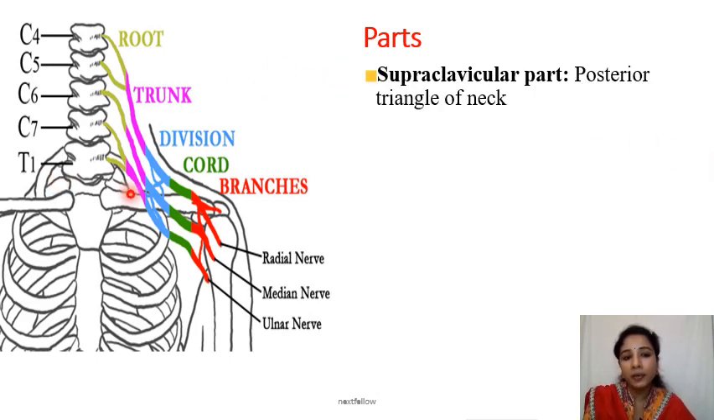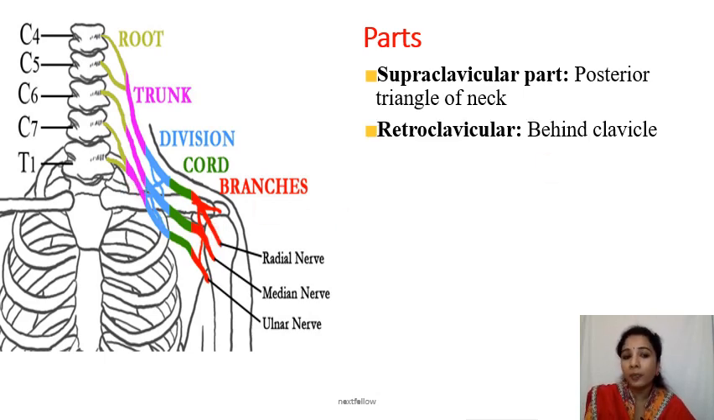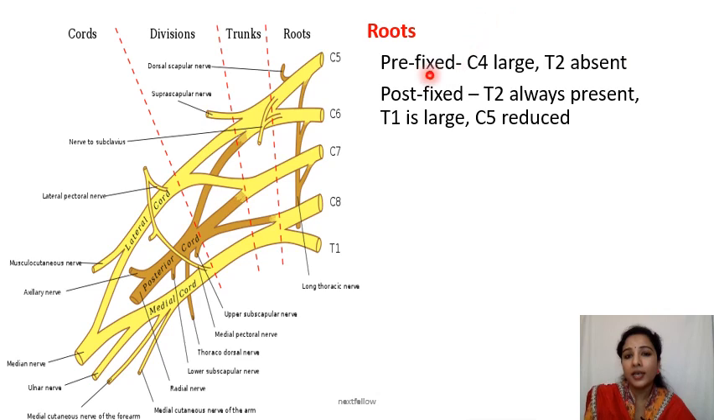We can divide the brachial plexus based on its relationship with the clavicle as the supraclavicular part, infraclavicular part and retroclavicular part. The supraclavicular part is located in the posterior triangle of the neck. Retroclavicular, as the name suggests, retro means behind, so behind the clavicle. The infraclavicular part is just below the clavicle, that is in the axilla. And as I just said, prefixed if C4 has a larger contribution and T2 is completely absent. Postfixed if T2 is present, T1 is large and C5 is reduced.